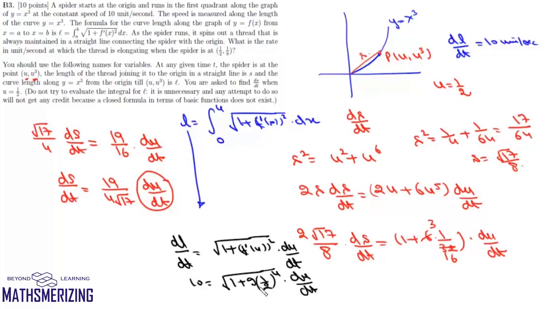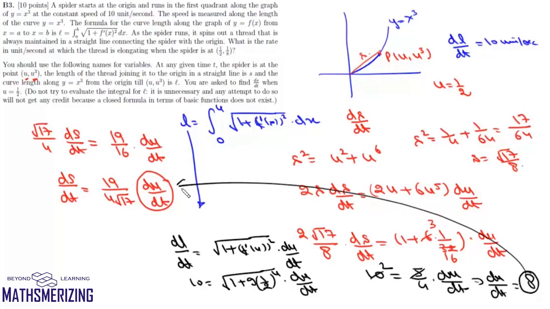Now this is 25 upon 16. It will be simply 5 by 4. So we can write 10 equals 5 by 4 into du by dt. Now here this 5 will cancel. So we can write du upon dt as simply 8. Now we'll put the value of du upon dt here. So we'll get ds upon dt as 19 upon 4 root 17 into 8. So it'll be 2, and which is 38 upon root 17.